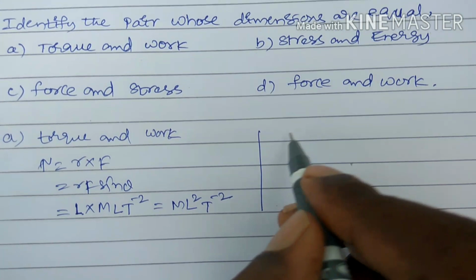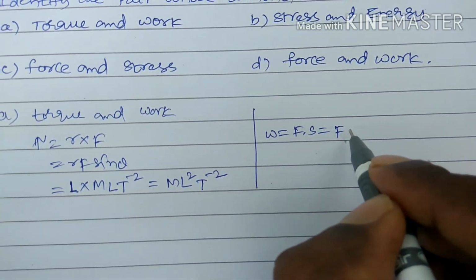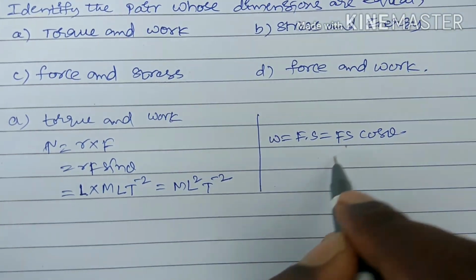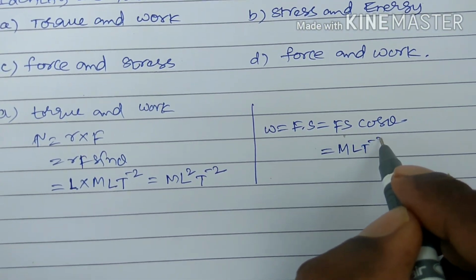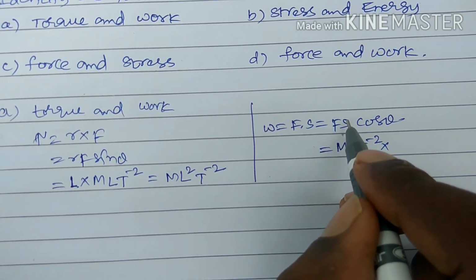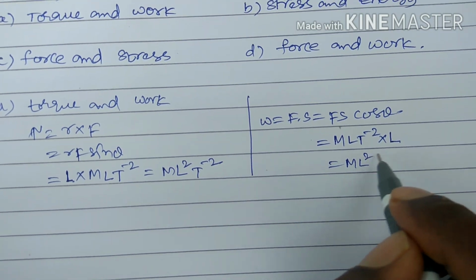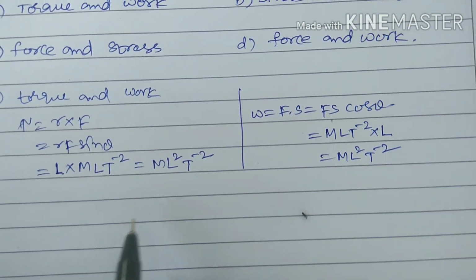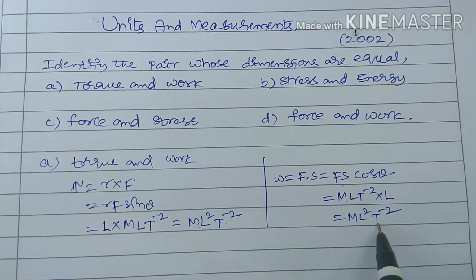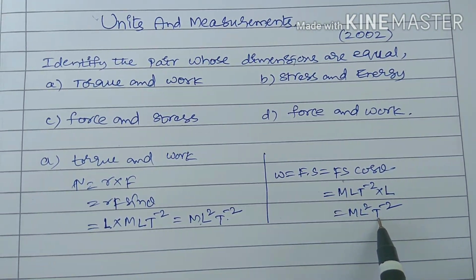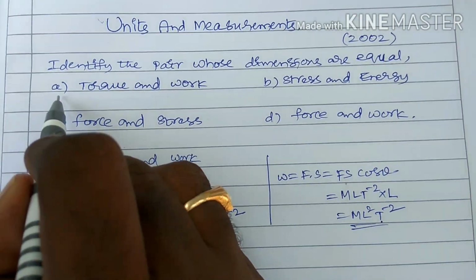And coming to the work W, it is equal to F dot S, which is Fs cos theta. Force is ma, that is M L T minus 2, into S, the displacement, which is nothing but length, so it is M L2 T minus 2. So here M L2 T minus 2 and M L2 T minus 2 are equal. So the equal dimension pair is torque and work. So that is option A.